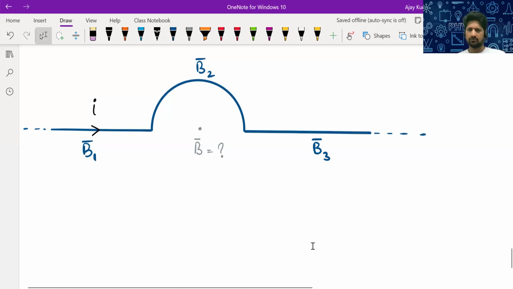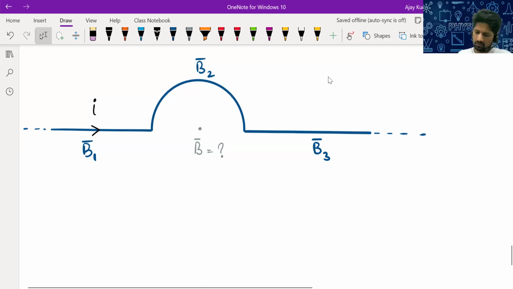Every current will produce a field. I mean, I'm not saying the field will definitely be produced. Every current will try to produce field. So you have to find out field produced by each part of the wire and add them. Try. Or if you can tell directly, tell directly. How much magnetic field will the straight parts create at that point?